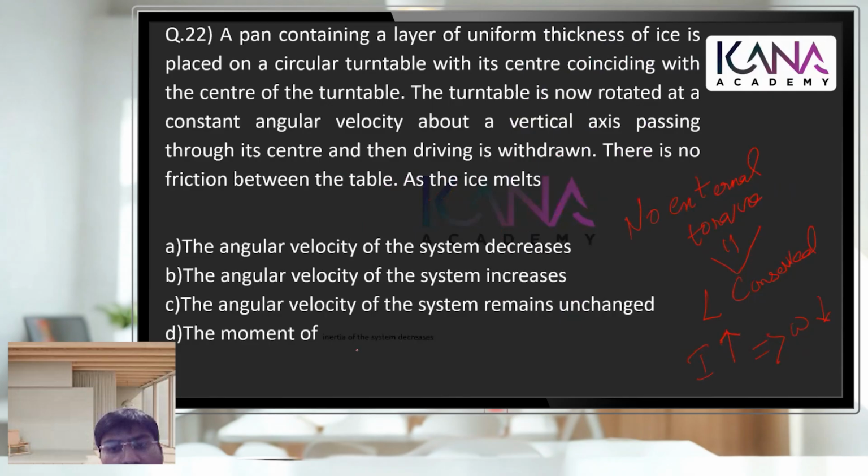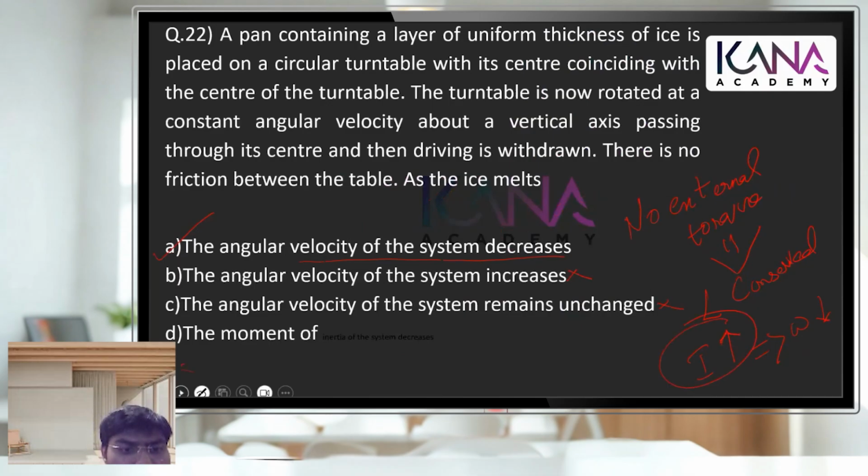So it will be answer A. The angular velocity of the system decreases. It doesn't increase. Another option says the moment of inertia of the system decreases, but actually the moment of inertia increases.